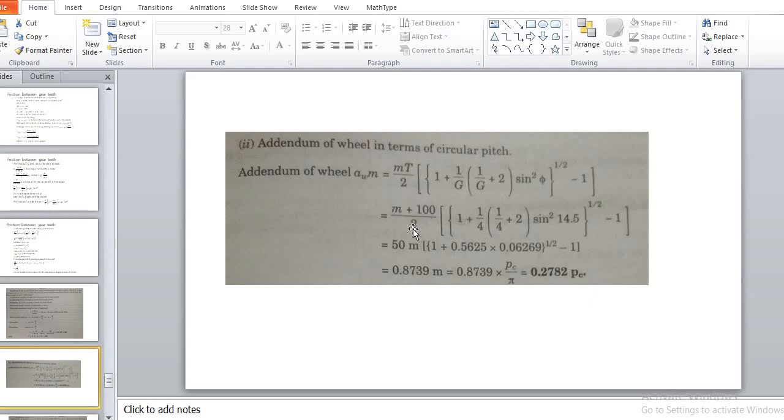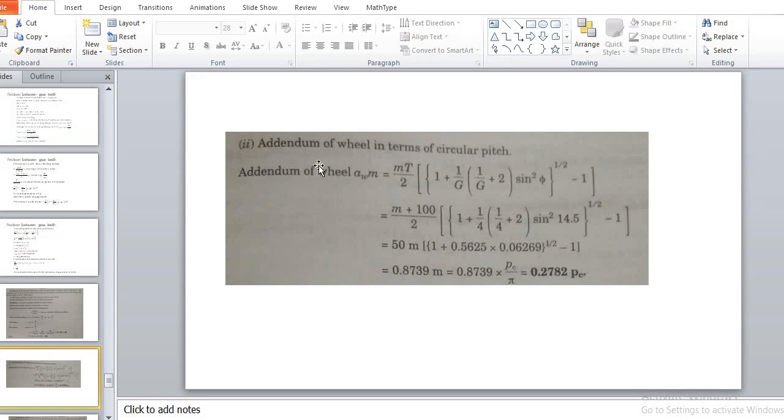The T value calculated is 100 by 2. One plus gear ratio, given as 4, so G value becomes 4 plus 2. The sin phi angle is given as 14.5. After simplification we get the value 0.8739 m, in terms of m, and m is nothing but PC by pi. So we calculate this in terms of the circular pitch.